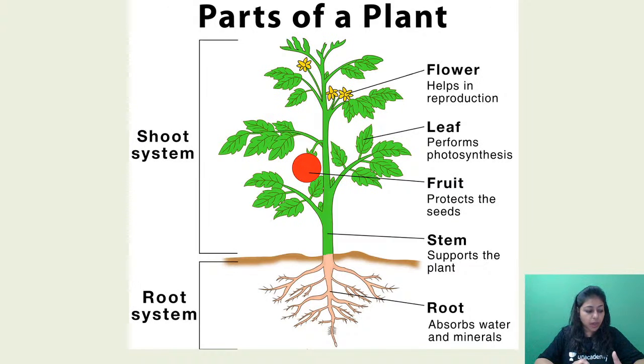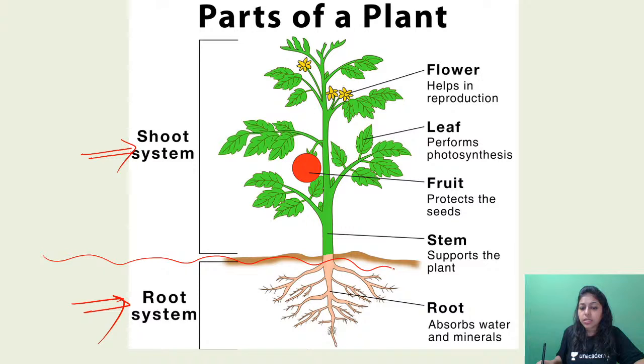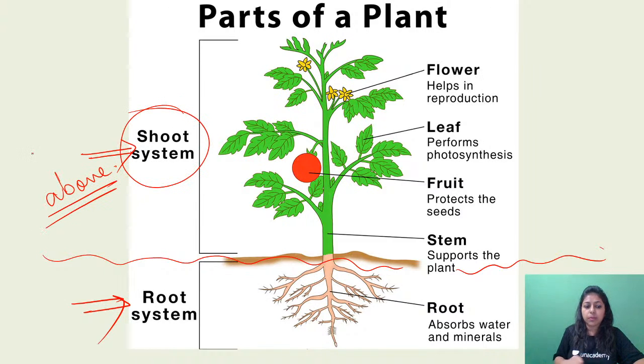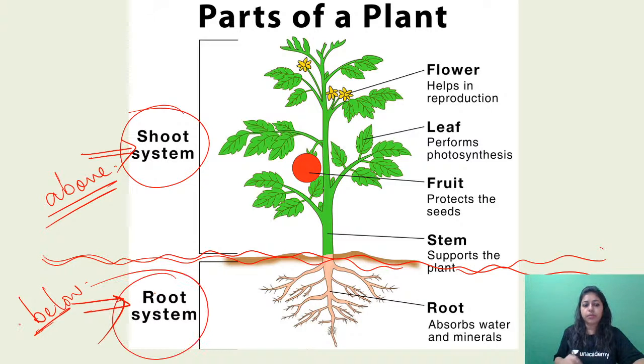Now we will be talking about the different parts of the plant, which are the shoot system and the root system. Do you know what they are? The part of the plant which is above the ground, we call it the shoot system. And the one which is below the ground, below this line, we call it the root system. Both of them are important because roots absorb water and minerals.